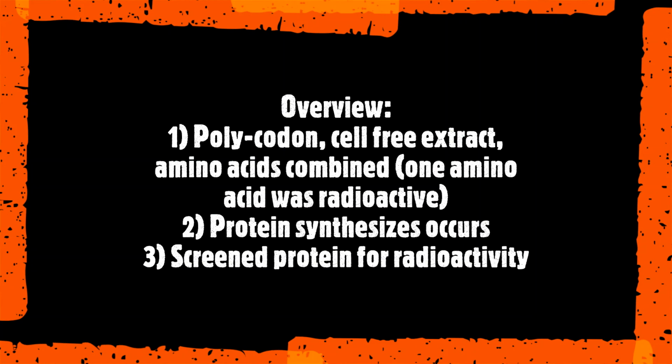For these experiments, Nirenberg and Matthaei began by combining a polycodon from an RNA, cell-free extract, and all the amino acids into a test tube. However, one of the amino acids was radioactive. If the protein that was synthesized was radioactive, then they knew that the codon coded for that specific amino acid.